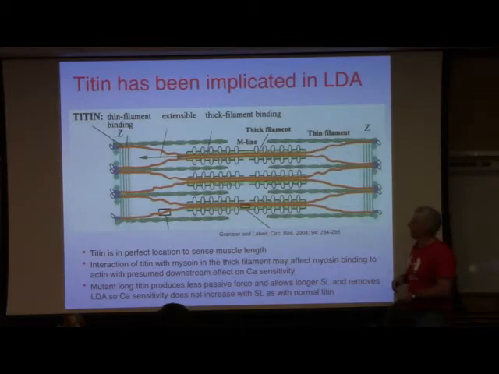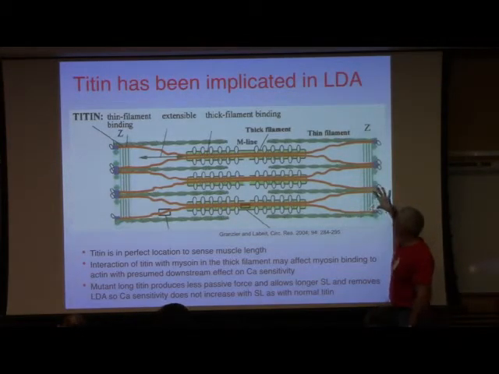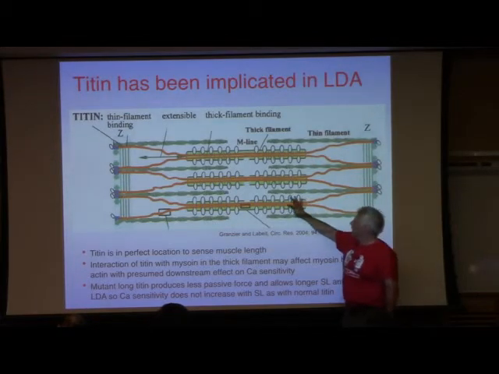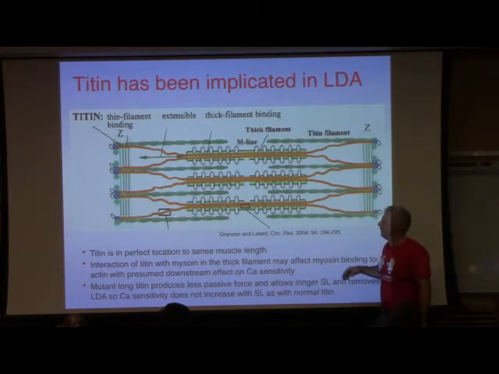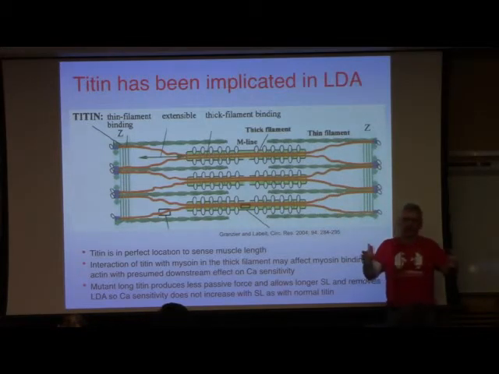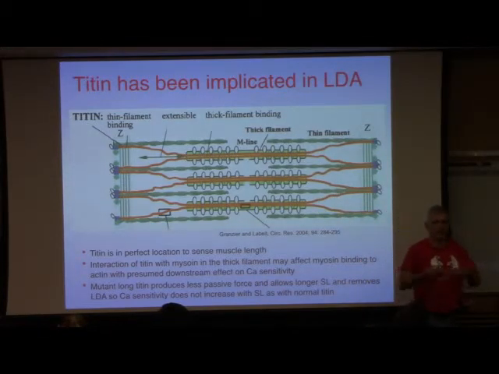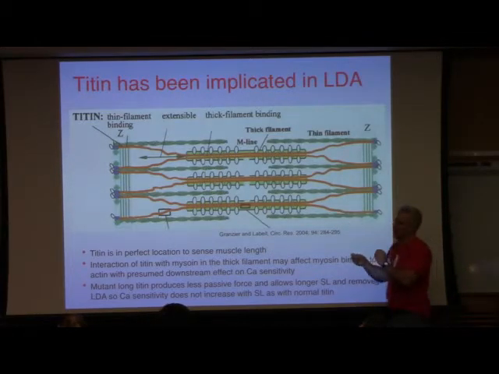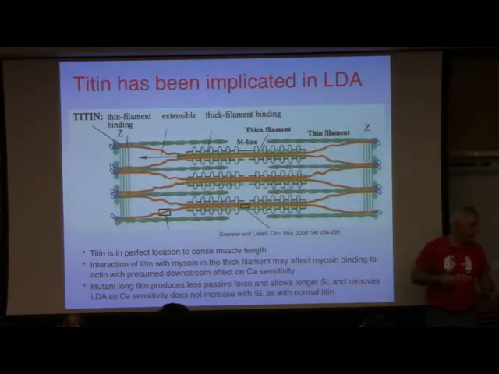We think some of this length sensitivity may come about from titin, because titin, remember, is this protein that goes from the Z line and actually runs down a thick filament. And so it's also elastic. So as you lengthen or shorten the cell, it's in a perfect position to sense length. There have been some experiments that modified this genetically to take out some of the units, and it changes the length sensitivity.